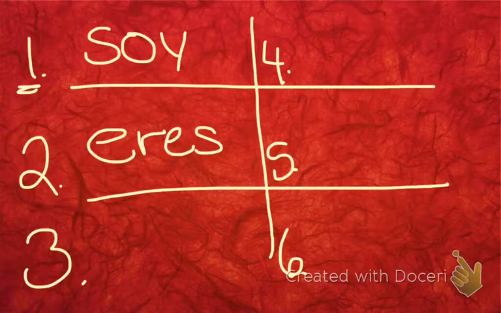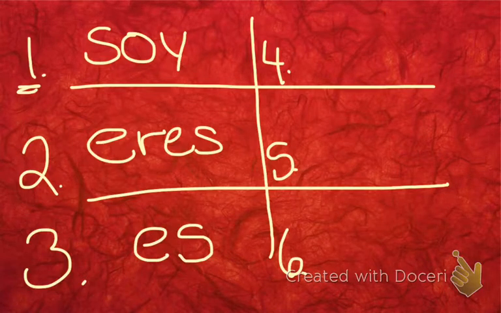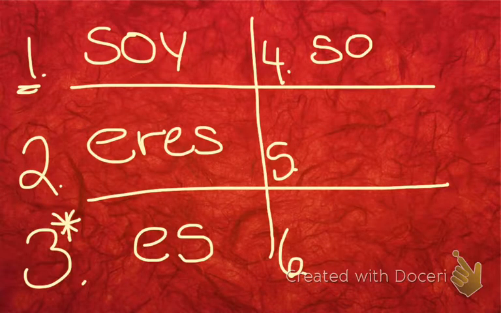And then we have our es for él and ella. And also, don't forget, your usted is down here as well for you, formal, singular. And then we have nosotros somos. So we have our somos.